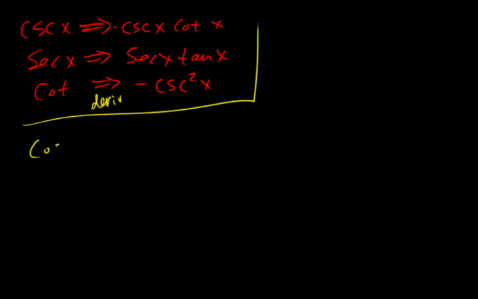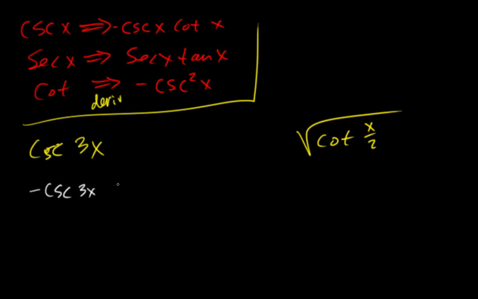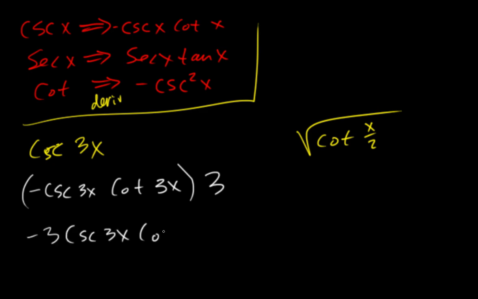Okay, so we have cosecant 3x. We need to find the derivative. We have the square root of cotangent x halves. Okay, so for cosecant, we're just going to look at this top one, and we're going to get negative cosecant 3x cotangent 3x. Then we multiply by the derivative of the inside, which is 3, so we get negative 3 cosecant 3x, cotangent 3x.